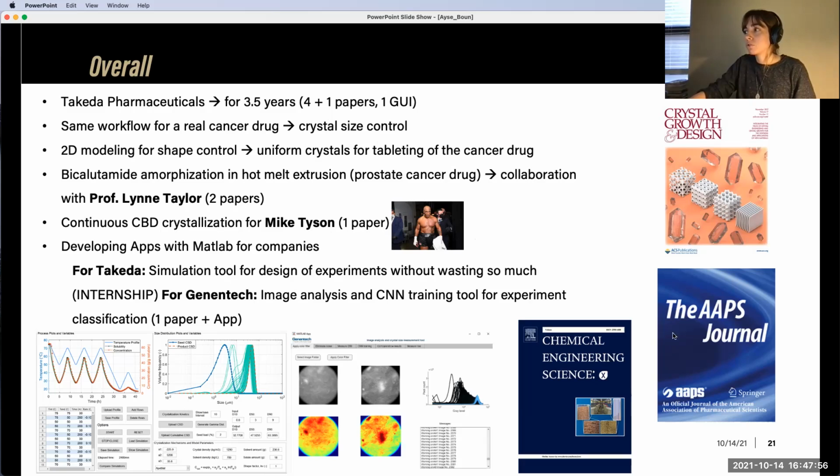These are the journals that we generally publish in. It's not Science or Nature because it's mostly engineering, but I have friends who publish in Science and Nature too. So if you are interested in such things, go for it. You can still do it.